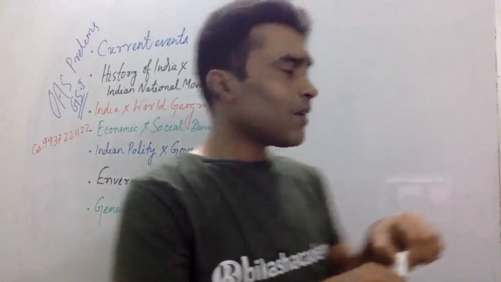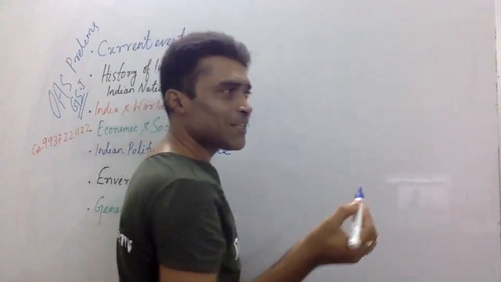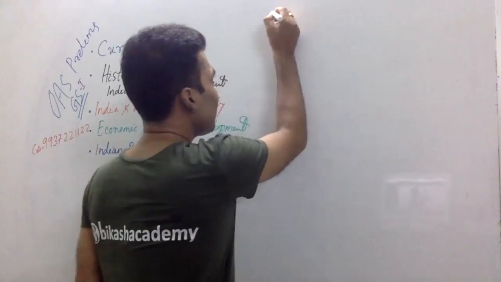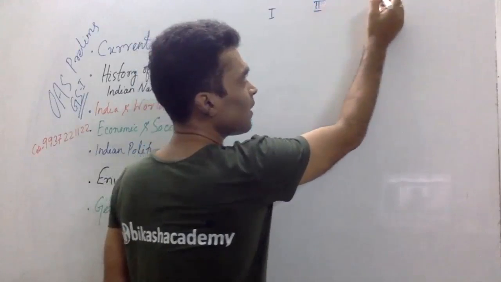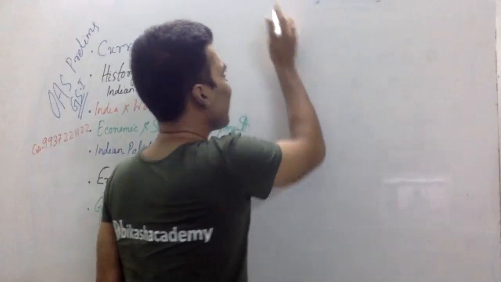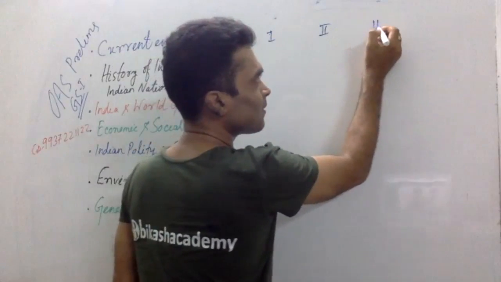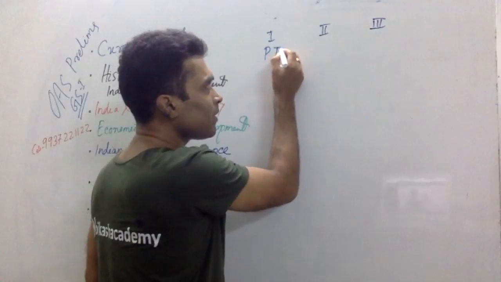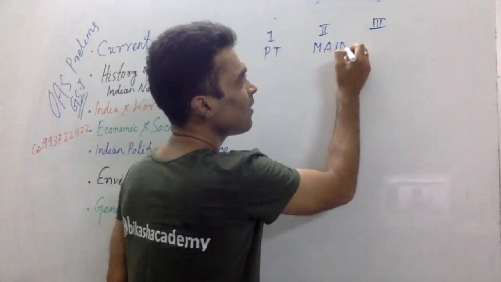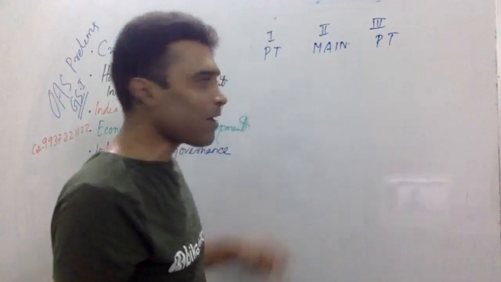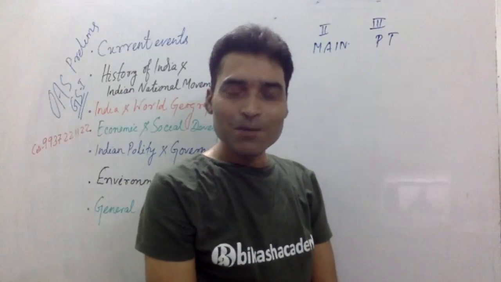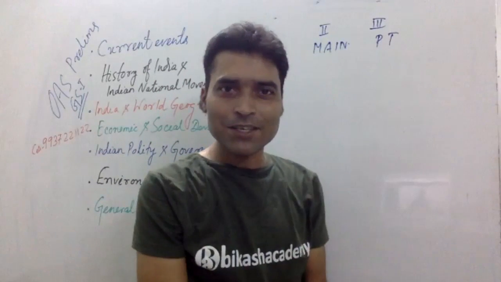Okay, let's start. We have three stages of examination: the first stage, the second stage, and the third stage. The first is called the preliminary test, PT. The second is called Main, and the third is the personality test, viva, or interview. You have to clear the PT, and finally you have to cross the personality test as well.